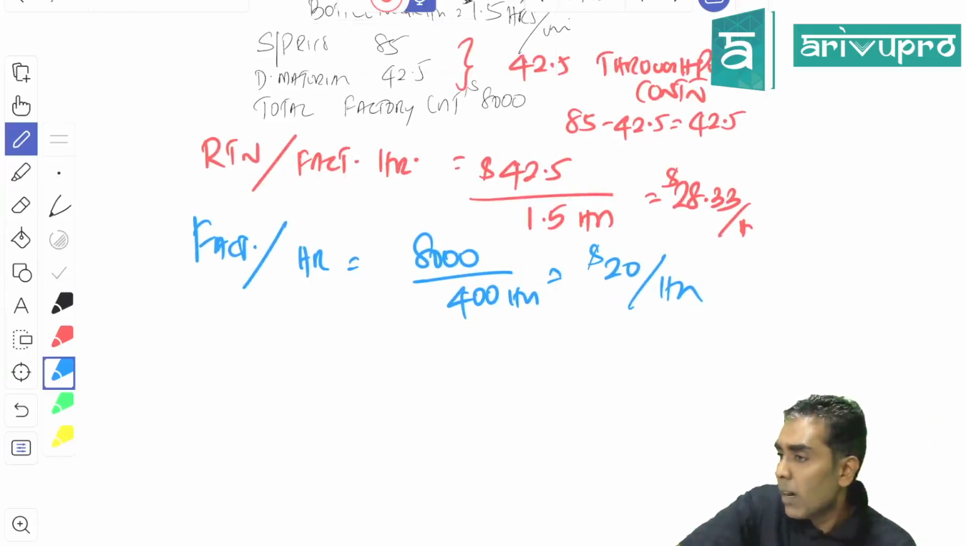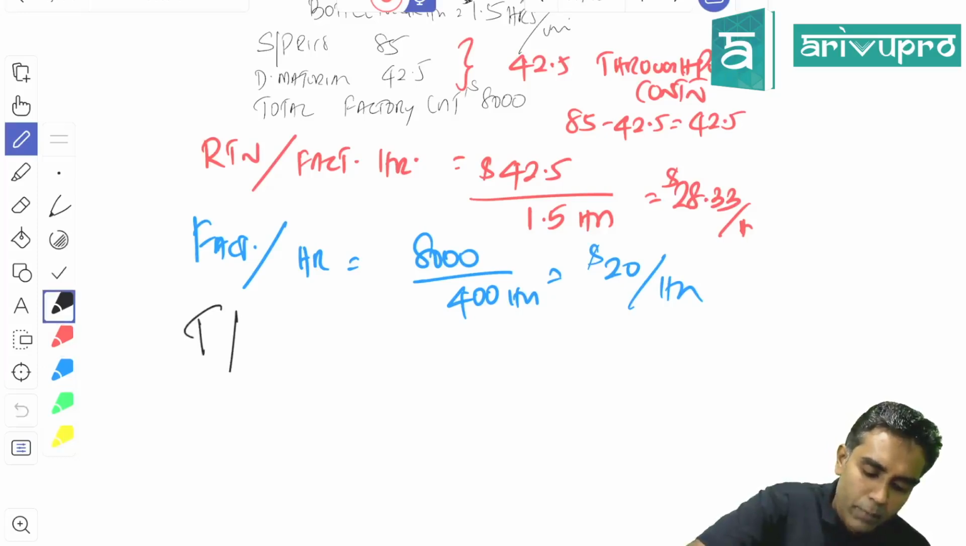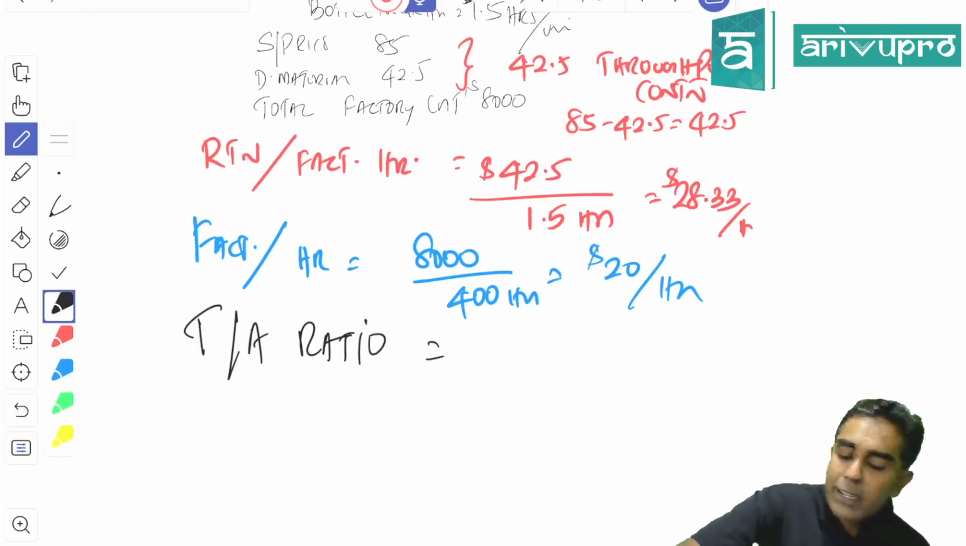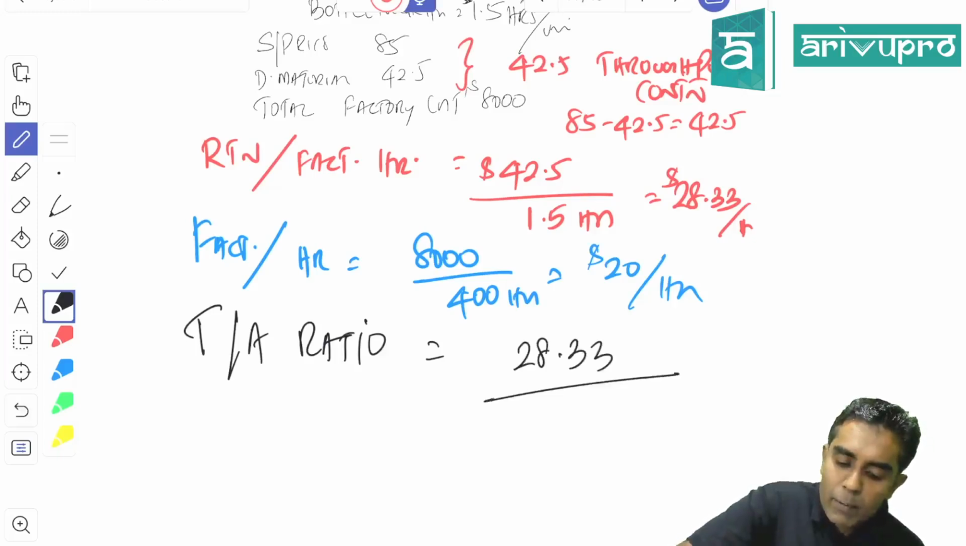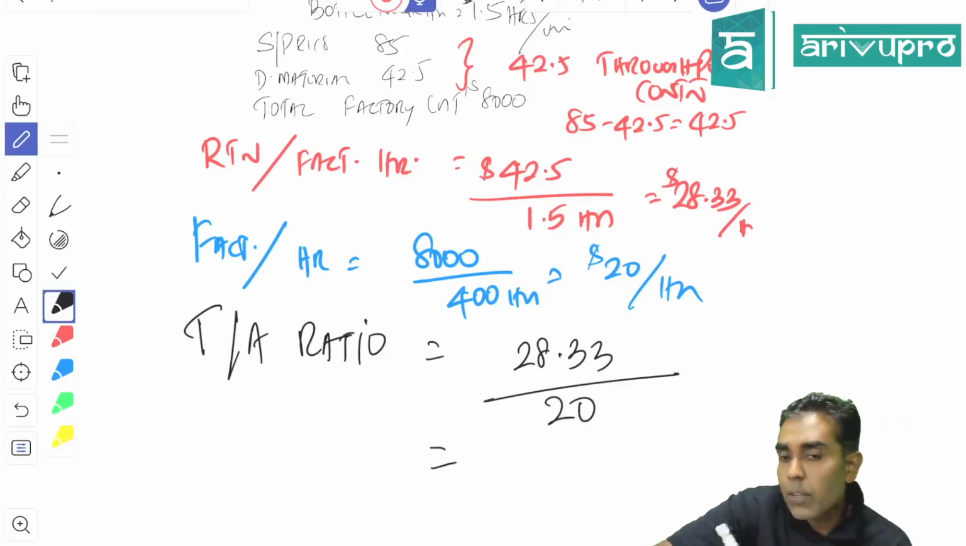Final requirement is to calculate the TA ratio. That is very simple. Return per factory hour, which is 28.33, divided by factory cost per hour, which is 20. That would give you how much?